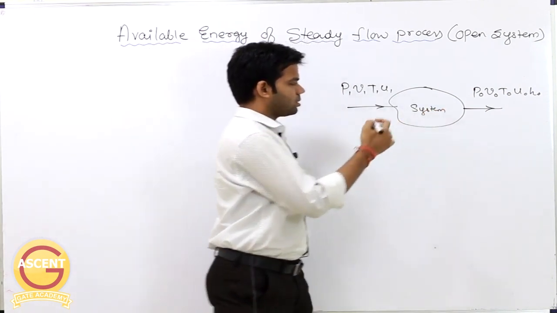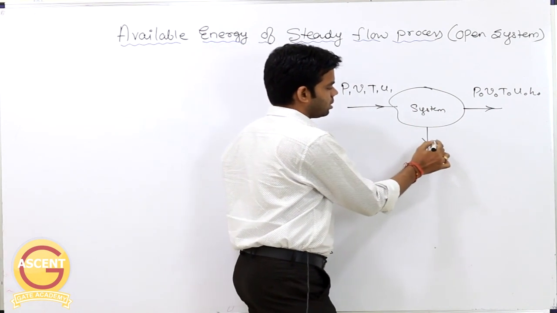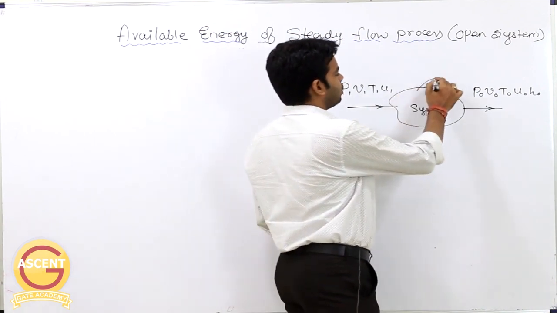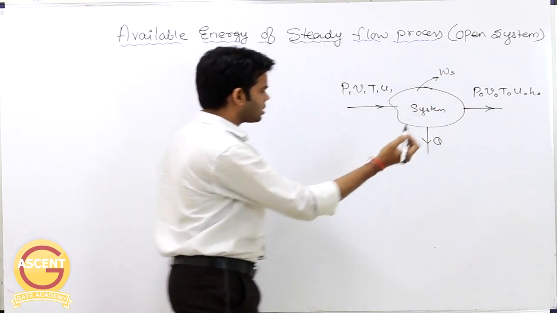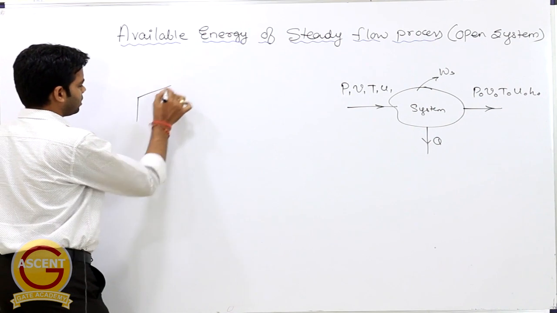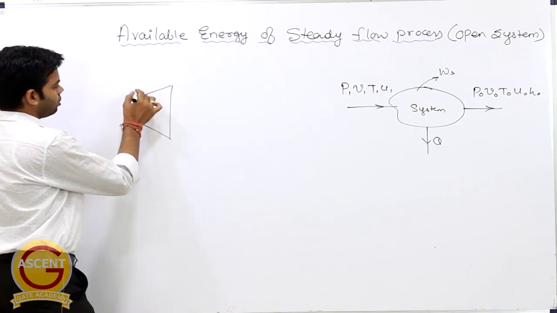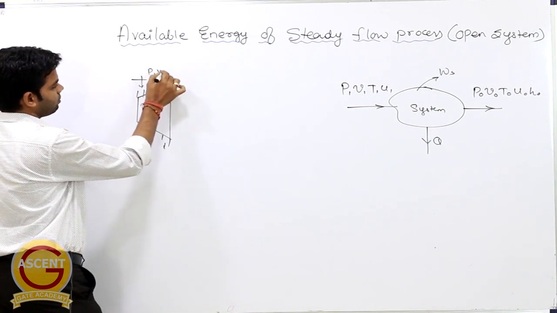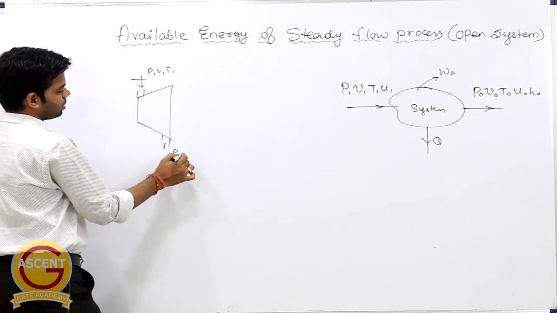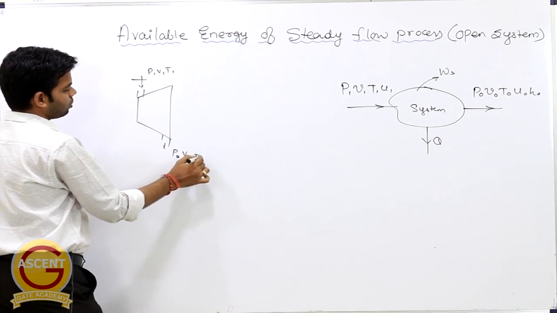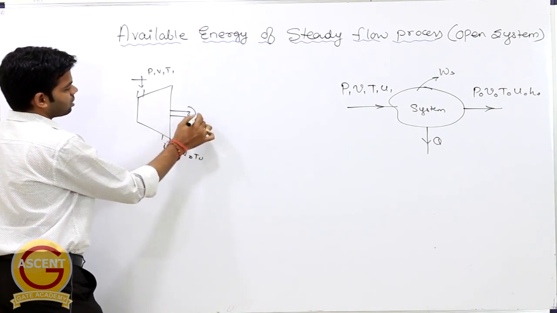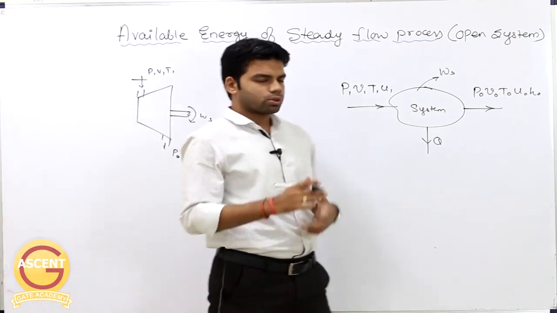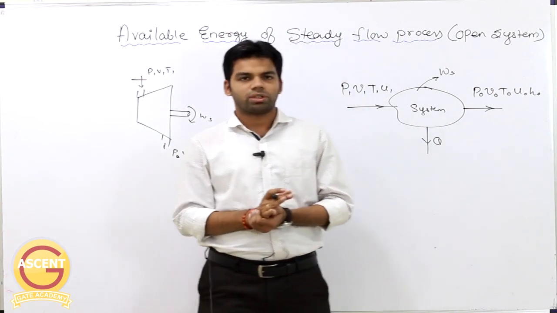And in this process, let's suppose it is releasing a heat Q, and it is producing a work which is nothing but W shaft. This is as good as the turbine. We have studied the turbine in the first unit, in the first law. Here the intake pressure is P1, V1, T1, the outlet pressure is P0, V0, T0, and this turbine is producing certain work, which is the shaft work. Let's suppose it is also releasing Q amount of heat.